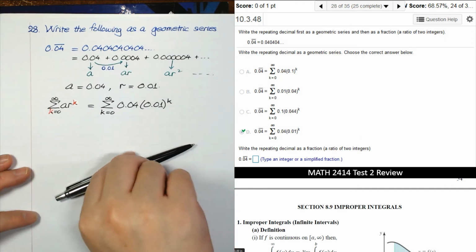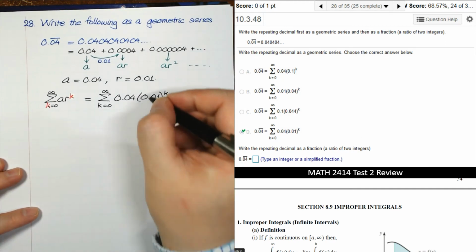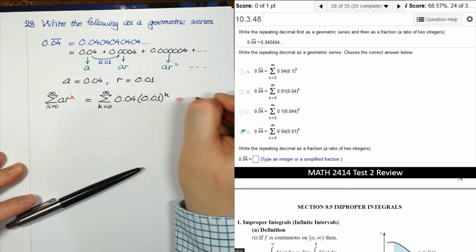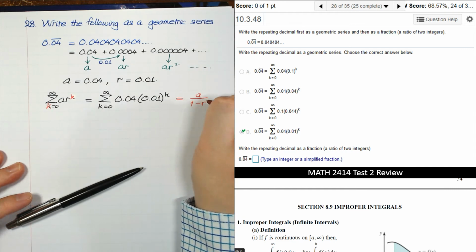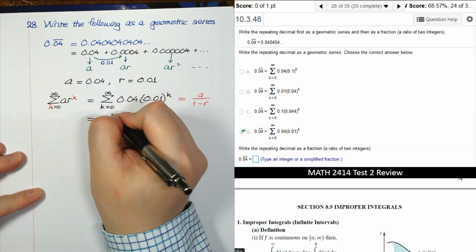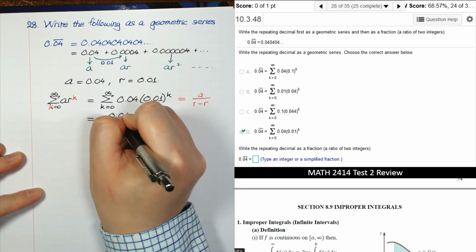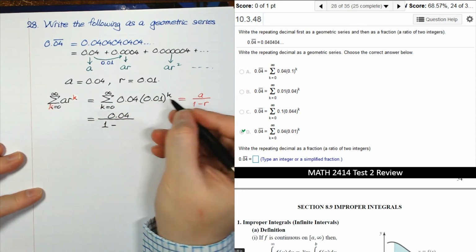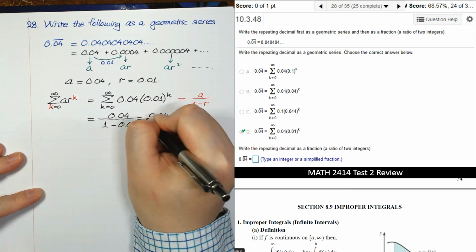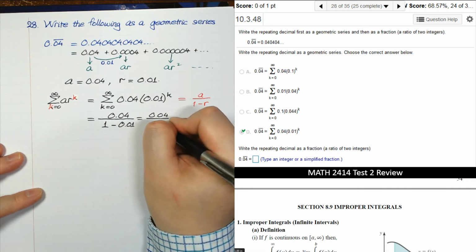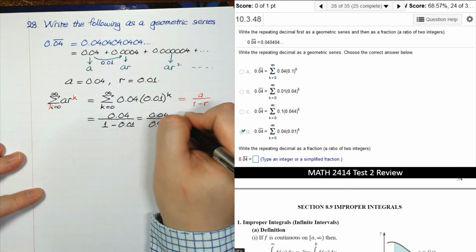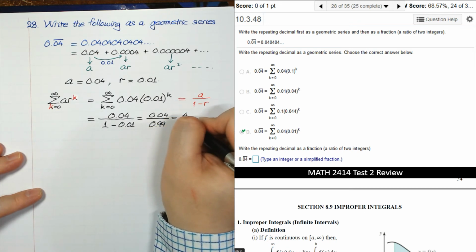Right. And then turn this into a fraction. The ratio is between -1 and 1, so we use the formula A over 1 minus R, because the ratio is between -1 and 1. A over 1 minus R. One minus that is 0.99. Move the decimal place two places to the right. 4 over 99.